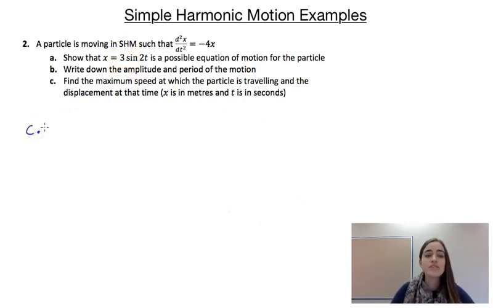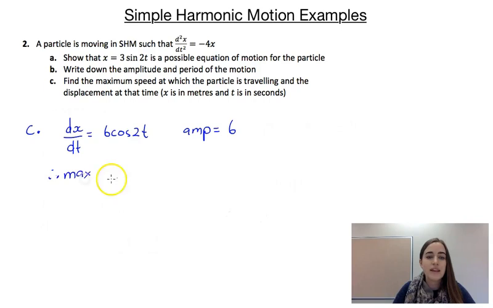For part C, we're asked to find the maximum speed at which the particle is travelling and the displacement at that time. So to find the maximum speed, we know that speed is related to velocity, and we know that our velocity was 6 cos 2t. Now if you look at this function, the amplitude of that function is 6, so it moves between +6 and -6. So that means, therefore, the maximum speed would be 6 meters per second. Okay, so we found what the maximum speed is just by looking at the amplitude of our velocity function.